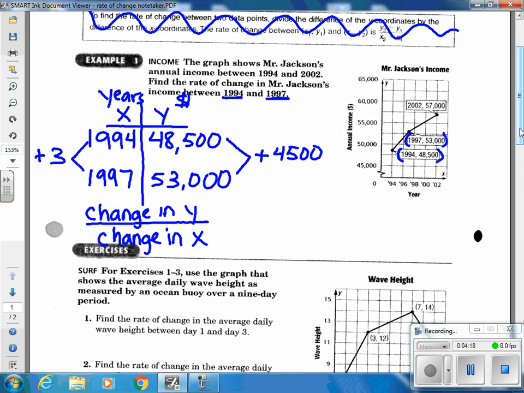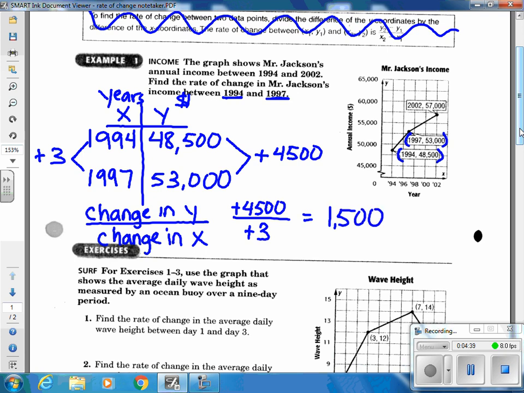So our change in Y value was positive 4,500, and then our change in X value was positive 3. Then you have to divide them. Rate of change means how fast does it change? Well, you can't leave it a fraction, so you have to tell me how fast. 4,500 divided by 3 gives us 1,500.